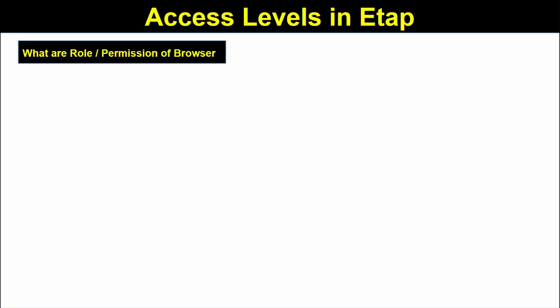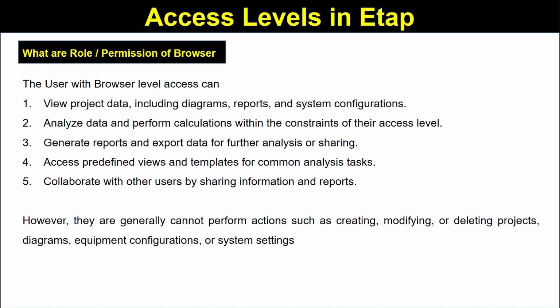What are the roles and permissions of a browser? The user with the browser level of access can view project data, including diagrams, reports, and system configurations, analyze data and perform calculations within the constraints of their access level, generate reports and export data for further analysis or sharing, access predefined views and templates for common analysis tasks, and collaborate with other users by sharing information and reports. However, they generally cannot perform actions such as creating, modifying, and deleting project diagrams, equipment configuration, or system settings.